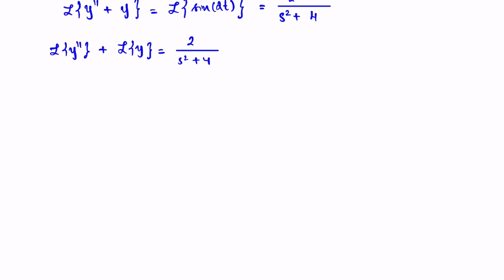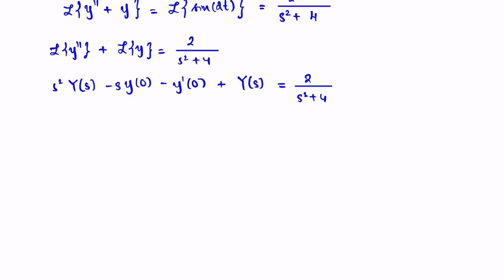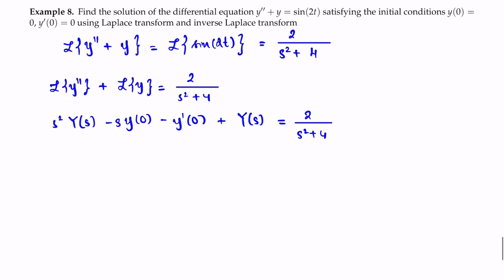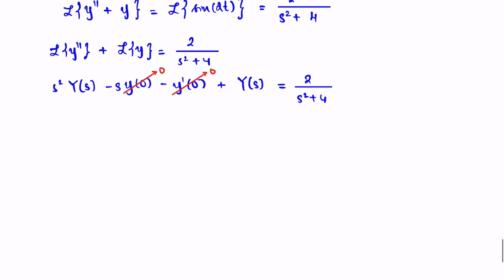Now the Laplace transform of y double prime is s squared times capital Y of s minus s times y of 0 minus y prime of 0, plus the Laplace transform of y, which is just capital Y of s, equal to 2 over s squared plus 4. Now y of 0 is equal to 0, so this term is 0, and y prime of 0 is also equal to 0, so you're only left with s squared times capital Y of s plus capital Y of s equal to 2 over s squared plus 4.